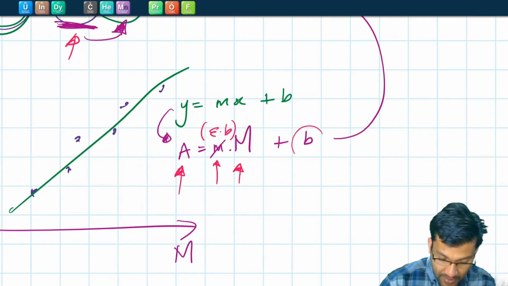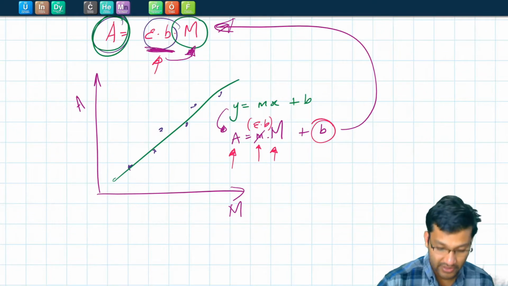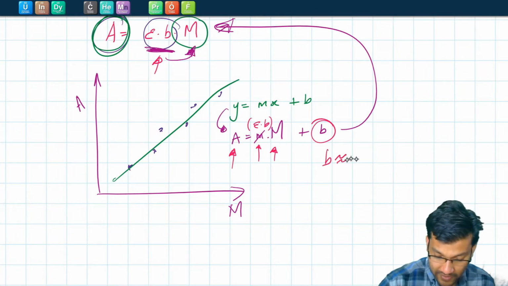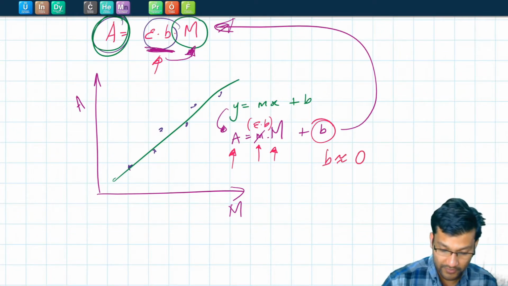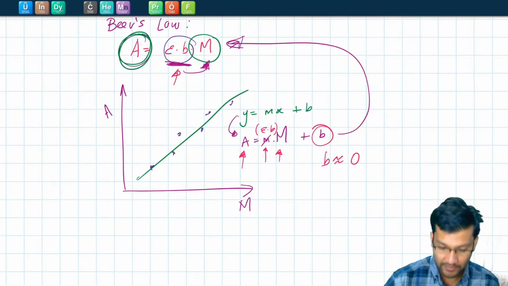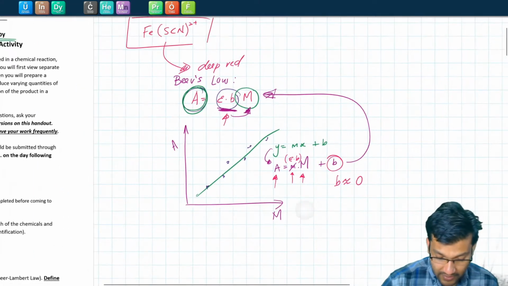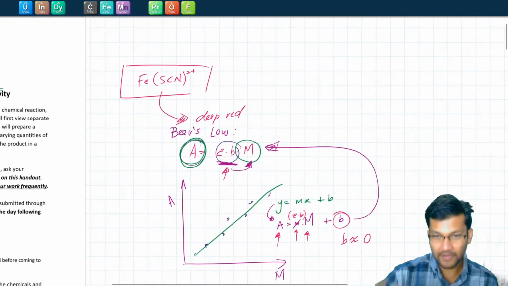By using this equation, if we plug in the absorbance and we know the slope, we can find the concentration. Now you might be wondering, what is this b over here supposed to be? Well, if you calibrate your instrument properly, b should be very close to 0 for this lab. If b is not close to 0, it means that you forgot to calibrate your instrument, which is always a very important first step.